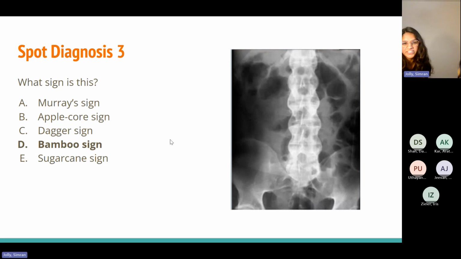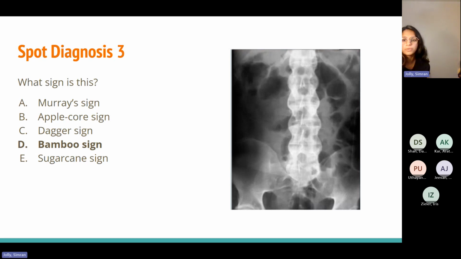Okay, that's fine. I can go through it. So this is a bamboo sign. Typically this is associated with ankylosing spondylitis, but it is quite a late sign, so not very commonly seen in clinical practice. It might be seen in your AKT situation. The more common sign that you might see on a hip or abdominal X-ray is sacroiliitis, which I'll show you in the next slide.